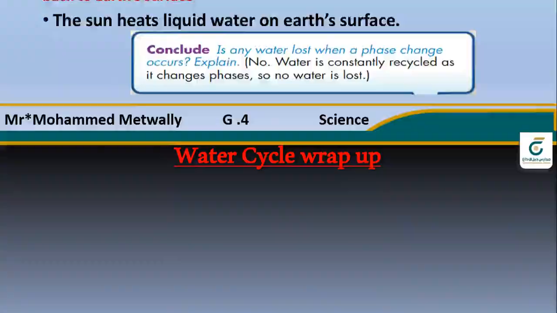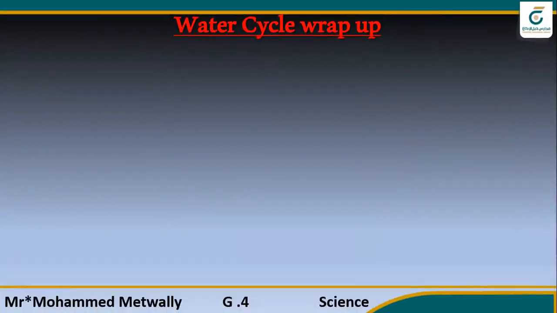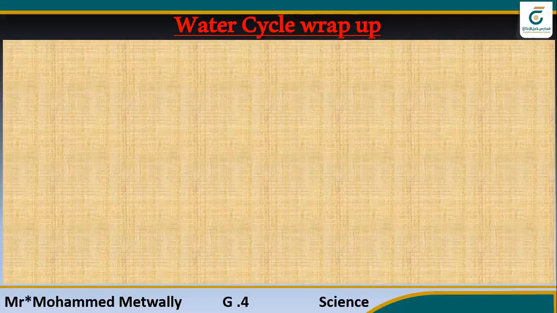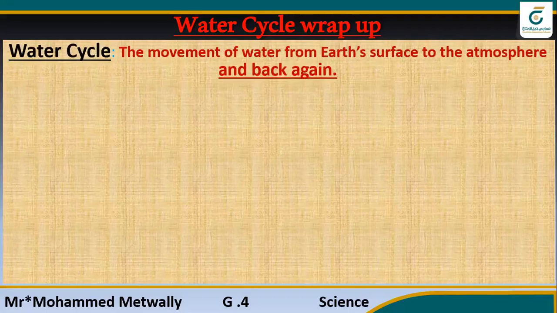Turning to the wrap-up sheet of the water cycle, here is the most important information of today's part of lesson 6. Let's get started with the definition of water cycle, which is defined as the movement of water from Earth's surface to the atmosphere and back again. So when the water of the Earth moves from the Earth's surface to the atmosphere and back again, we can call it the water cycle.